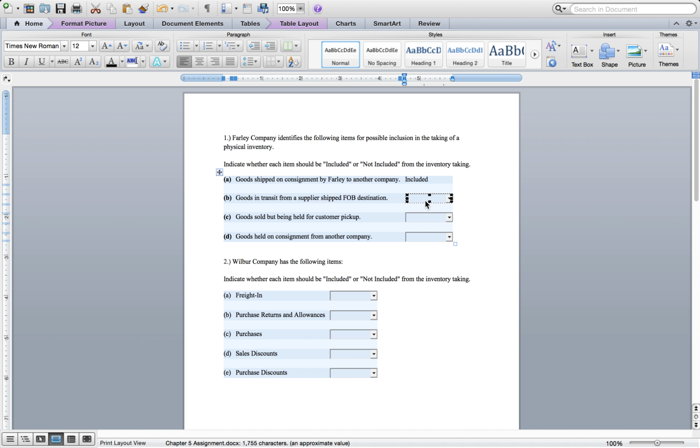Next one, number 2 says goods in transit from a supplier shipped FOB destination. So here you expect to receive some goods, but because FOB destination and they're in transit, you're not going to receive ownership until you physically receive the goods, so they are not included.